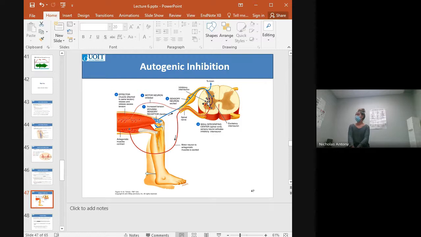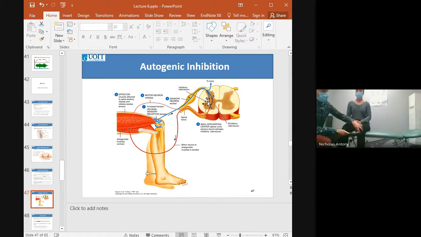Okay. So the myostatic reflex, the tendon tap reflex, is a little bit different. Can you guys see that? It's involuntary. So, any of you, what sensory process is responsible for this reflex?